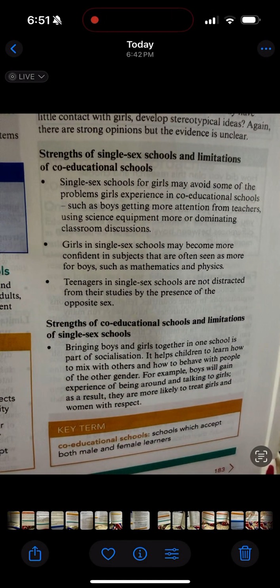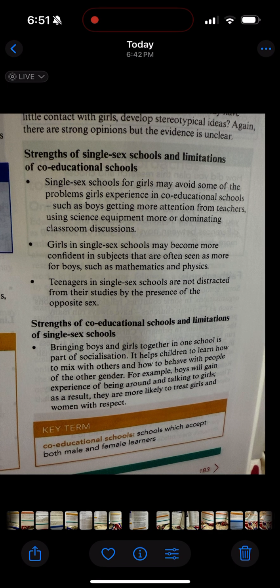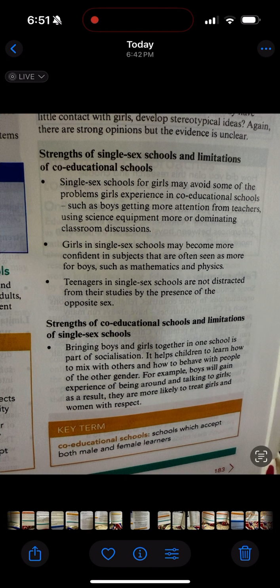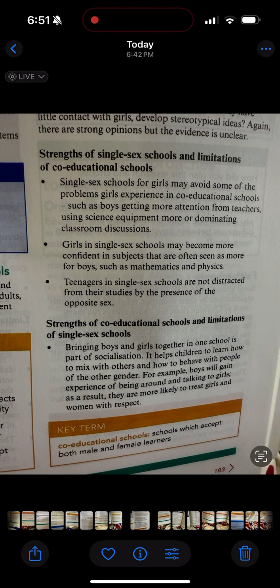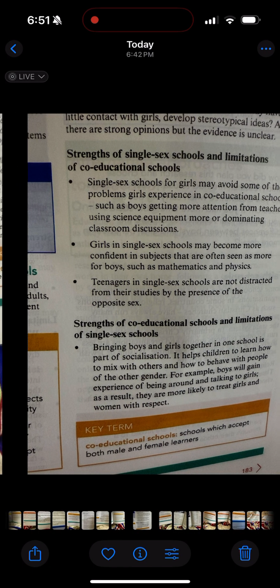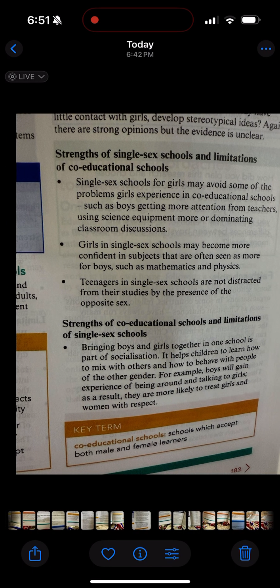Strengths of coeducational schools and limitations of single-sex schools. Bringing boys and girls together in one school is part of socialization. It helps children to learn how to mix with others and how to behave with people of the other gender. For example, boys will gain experience of being around and talking to girls. As a result, they are more likely to treat girls and women with respect.